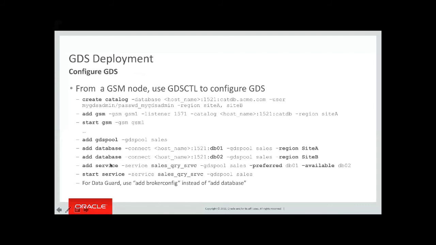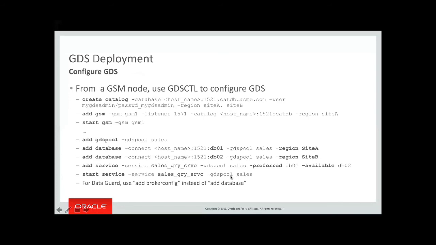Once the databases are added, you would say add service. In this example, I'm creating a sales query service. My preference is that it needs to run on DB01. But if DB01 fails, I would want to fail over that service to DB02 automatically. So that's how I'm creating my global service. And once I define it, I would start the service on that pool. So that's all I would do.